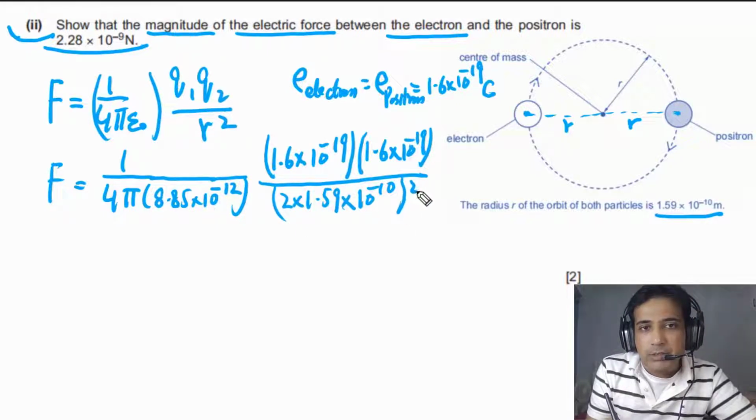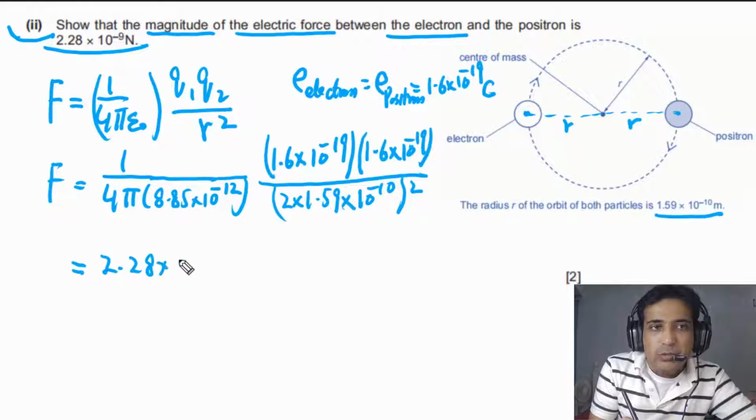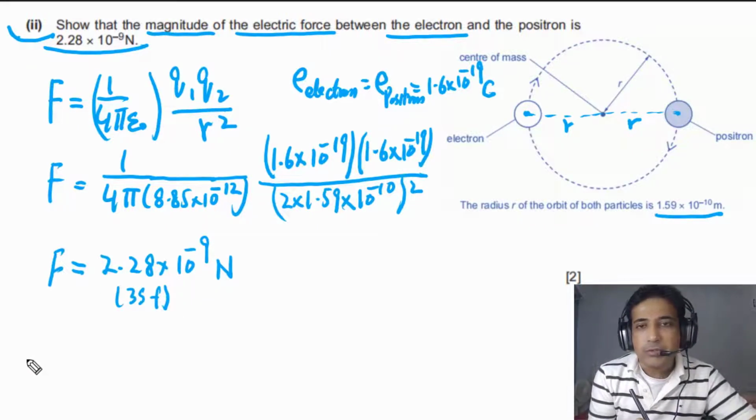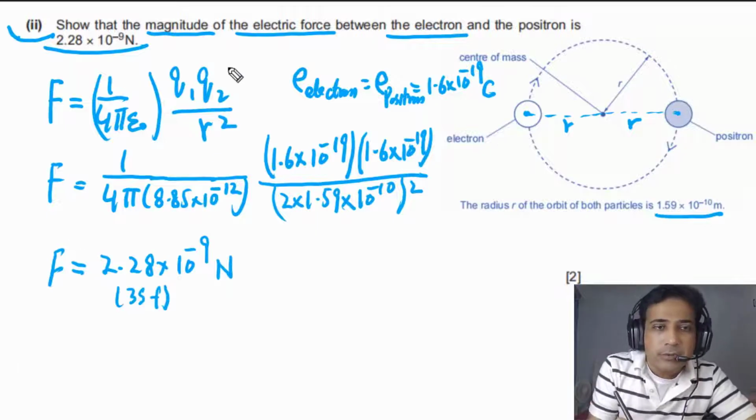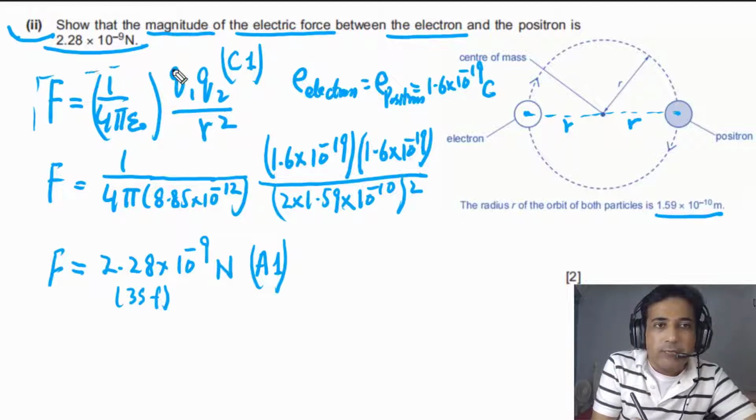Now, if we solve this one, our final answer has to be equal to 2.28 times 10 to minus 9 newtons up to 3 SF. So this is our final answer. And this question has 2 marks. The first mark you will get if you have written this equation. You will get 1 C mark. And the second mark is the answer mark. If you have got the right answer, you will get the second mark. So this is how marks will be awarded for this question.